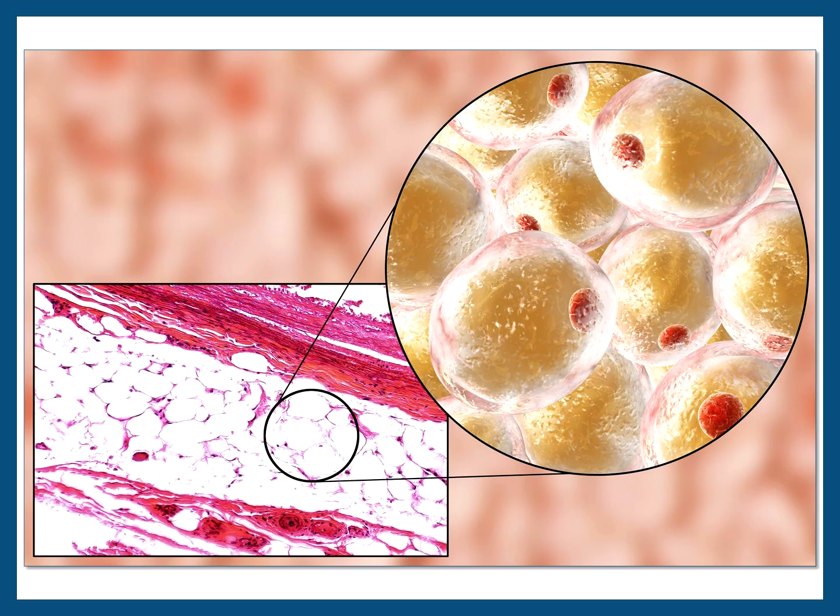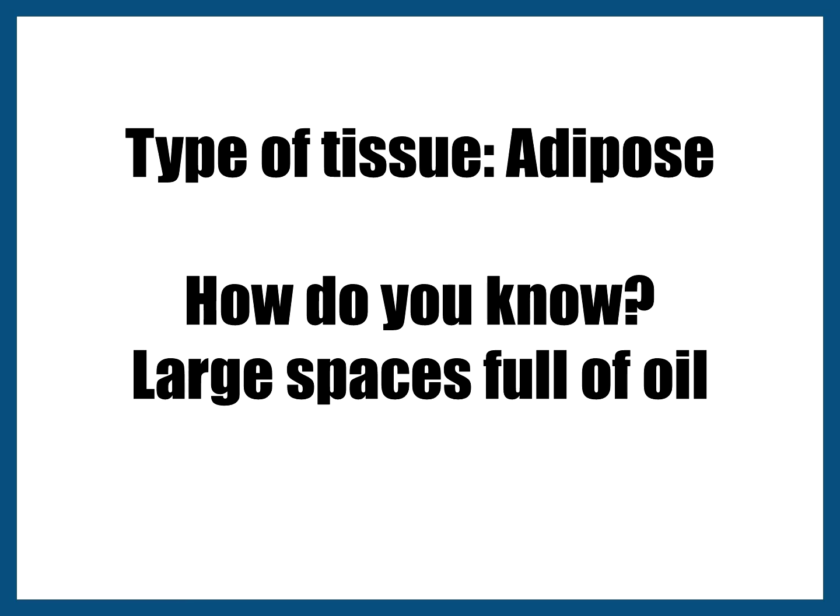So this is an AI generated image here that's zoomed in, but here in the box, this is a real histology image. And I'm going to focus your attention specifically on these cells. So that is adipose tissue. And you might be thinking, well, how do you know? Okay, well, there's those large spaces that are filled with oil, and they push the nucleus of that cell off to the side. So let's try the next one.